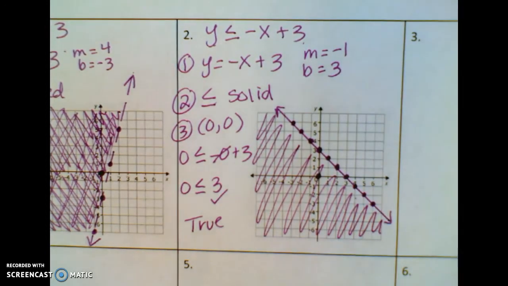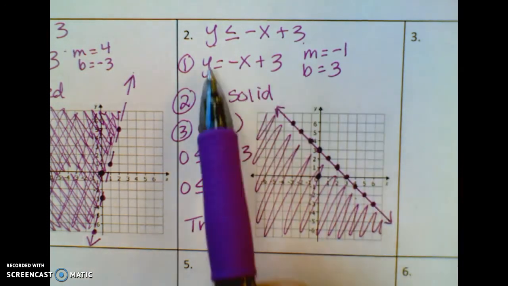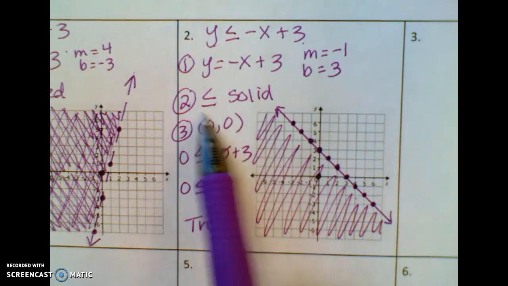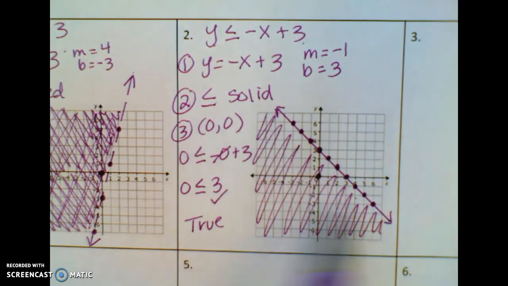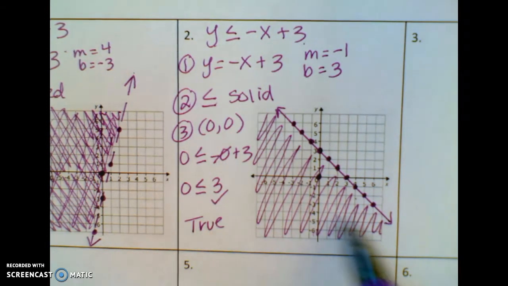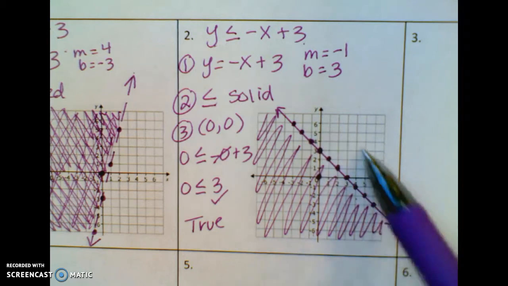That is this region. So again, our steps. We take the inequality, put an equal there and graph it. We figure out what kind of line we have. In this case, it's solid. And then we plug in a point, see if it's true. If it is true, we shade where that point is. If it's false, we do not shade where the point is.